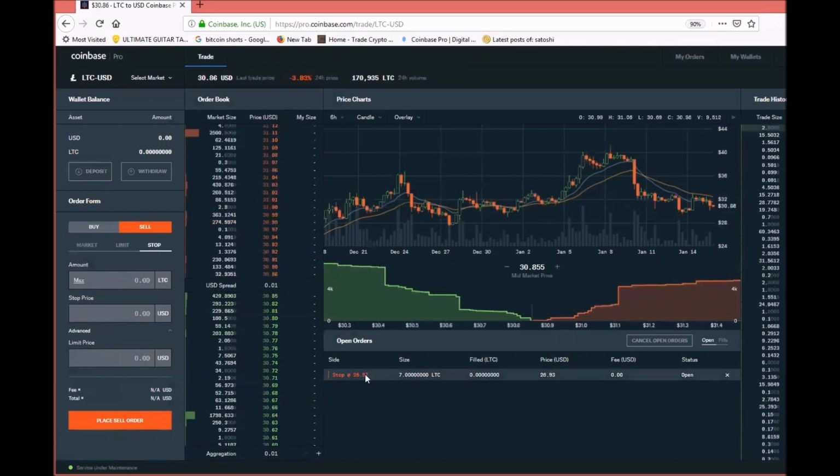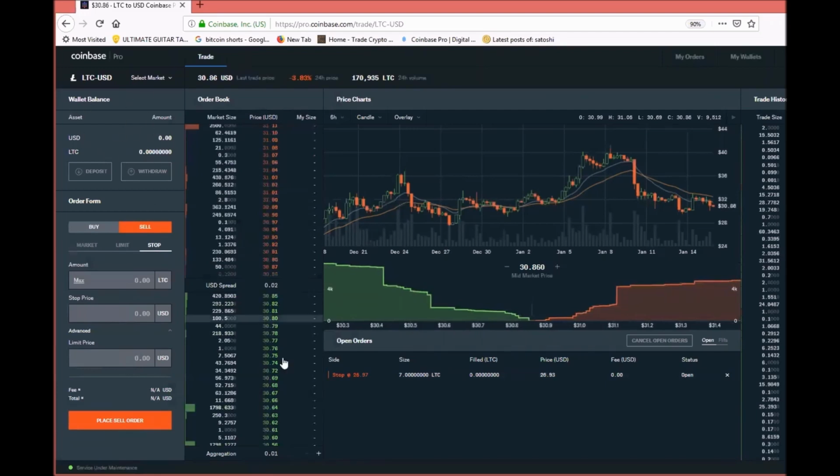You can see over here under the open orders, my stop was set at $26.97. My limit appears in the price variable here at $26.93, and the amount would be all 7 of my Litecoins. You'll also notice that I no longer have Litecoins available in my wallet balance. That's because they're in my pending order.